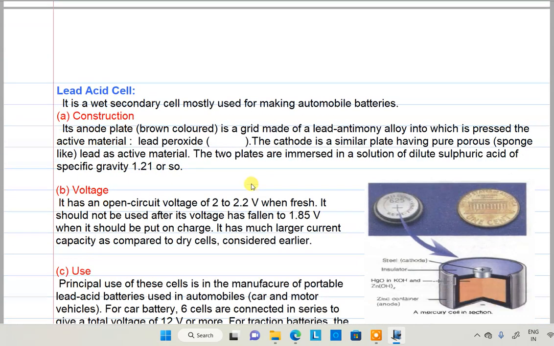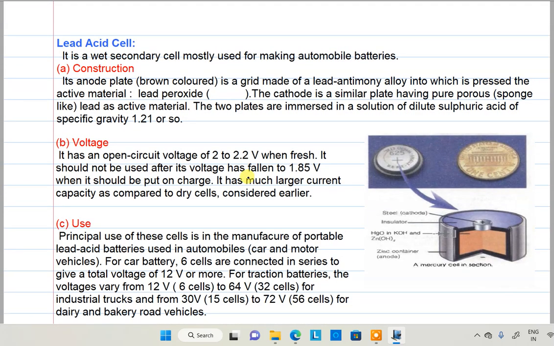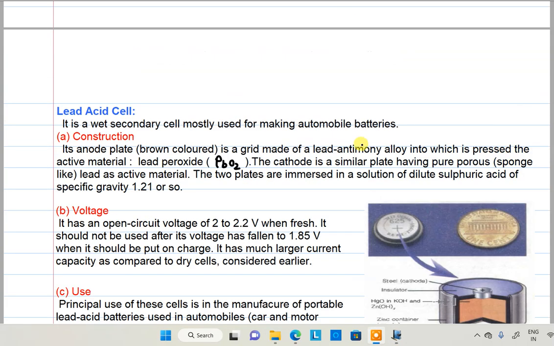At the last, the lead acid cell, very important. It is a wet secondary cell, very important. The lead acid cell is a wet secondary cell, mostly used in making automobile batteries. In automobiles it is used mainly. Okay, so coming to the construction.